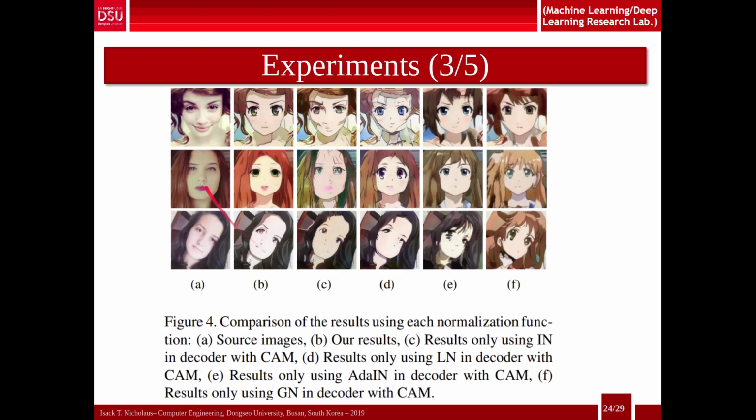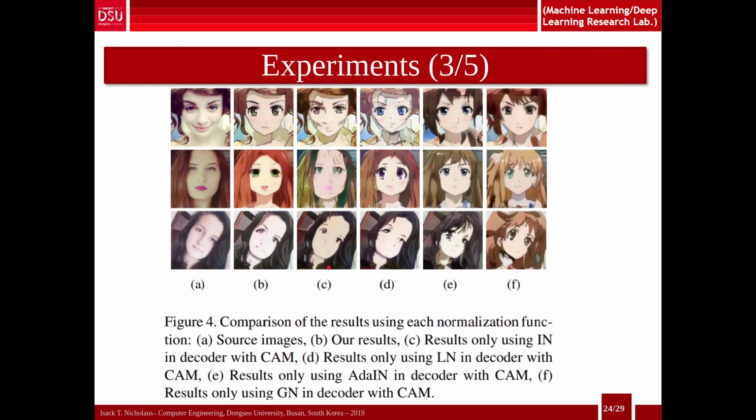And this other output compares different kinds of GAN. Here we have several GANs and several outputs, including this paper's output. In column A we have the source image, and in column B we have the output of this paper.